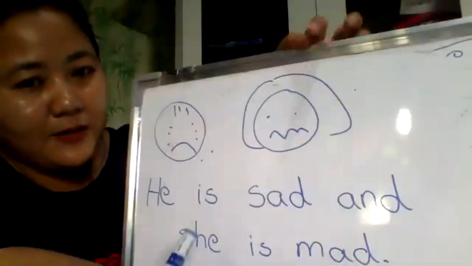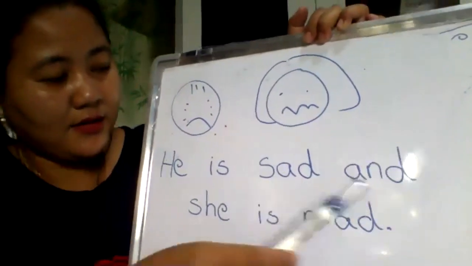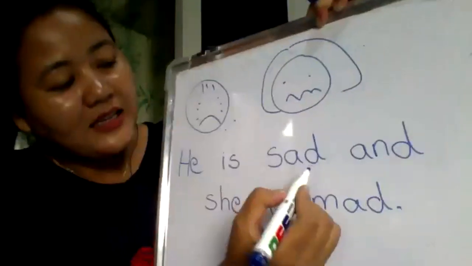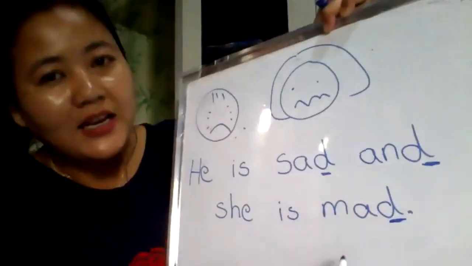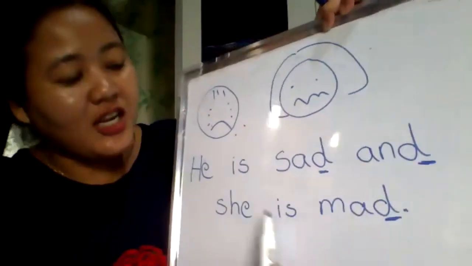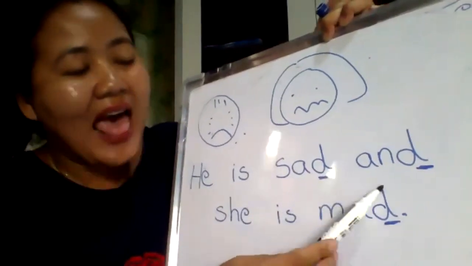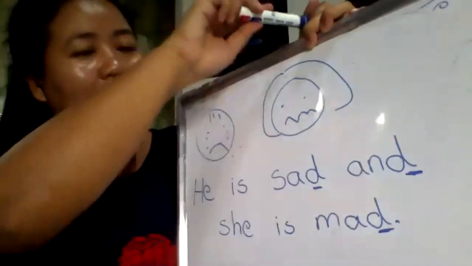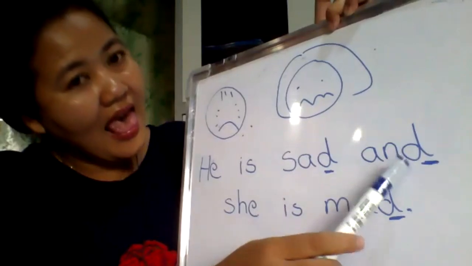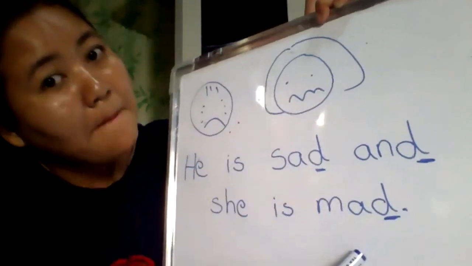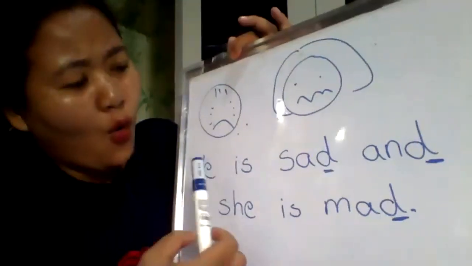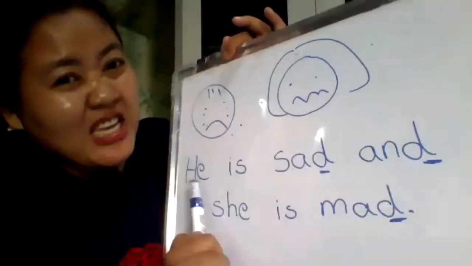Now, Dandim and Bambi, can you please read? He is sad and he is mad. He is sad and she is mad. Okay, all right. Shandim and Rambi, one more time. He is sad and he is mad. She is mad. Very good. One more time.